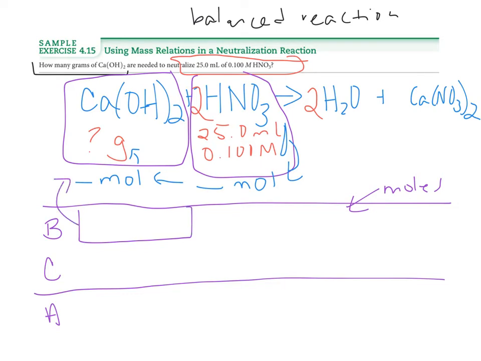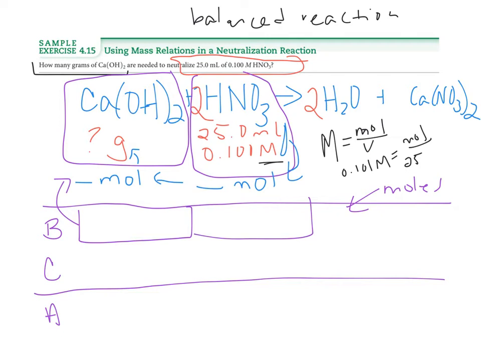So how can we figure out how many moles we have of nitric acid? Well, we know that we have a volume and we have a molarity. And we know that big M equals moles over volume. Anytime you see this big M, you're probably going to use this formula. So our molarity is 0.101 big M, and that equals an unknown number of moles over 25.0 milliliters, which is 0.025 liters. I did that in my head. I converted that by multiplying the 25 milliliters by 1 liter over 1,000 milliliters.